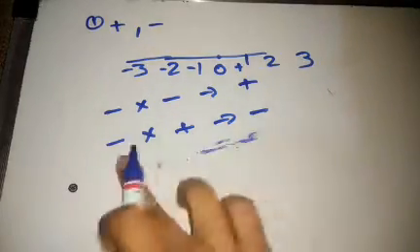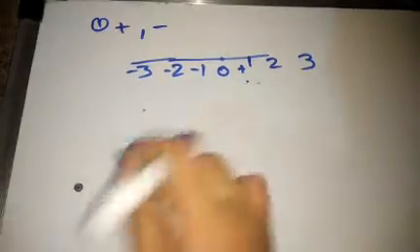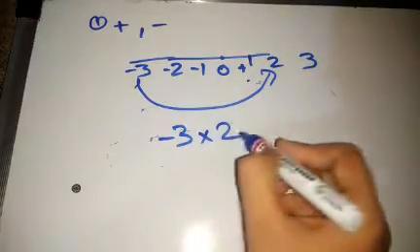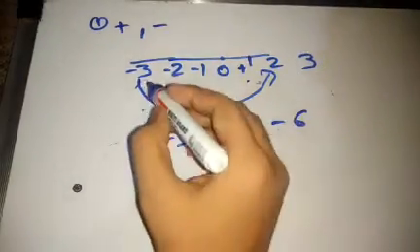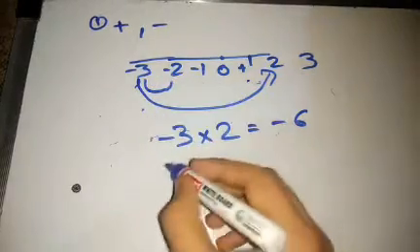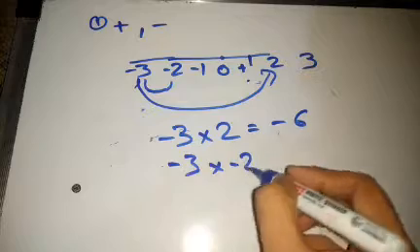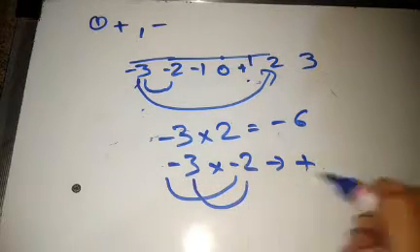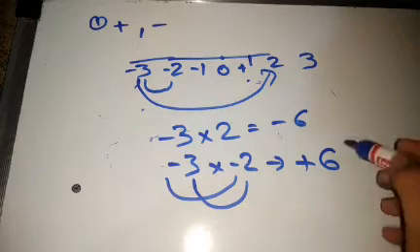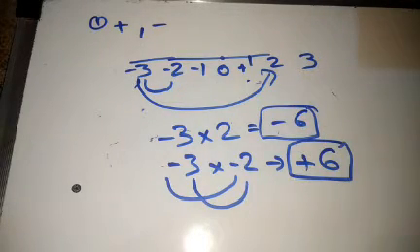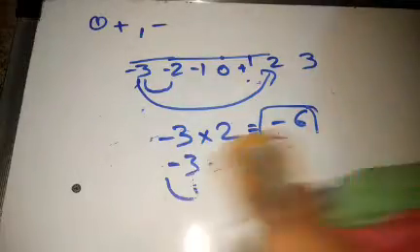For example, suppose we multiply this minus 3 into this 2. Minus 3 into 2 gives minus 6. And suppose we multiply this same minus 3 with minus 2. Then in such a case, minus and minus becomes plus, and this 3 into 2 becomes 6. And it is a plus 6, and this is minus 6. Okay, then we are discussing the second trick.